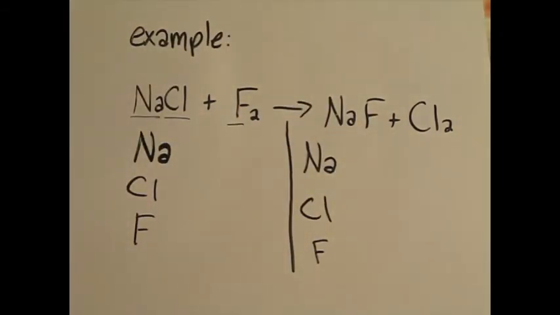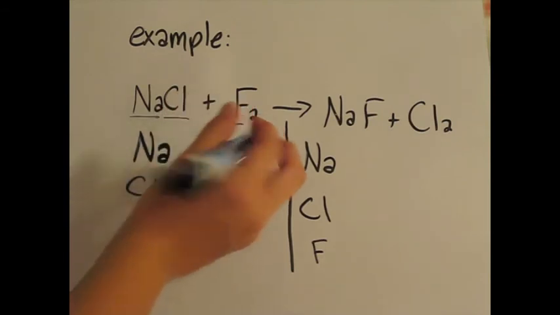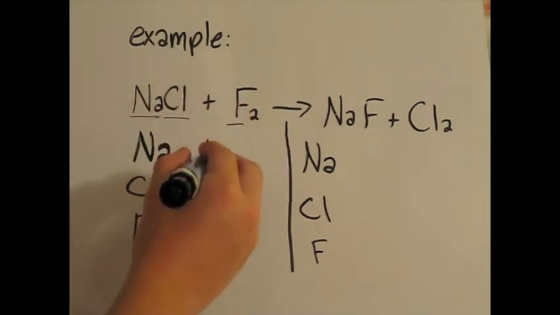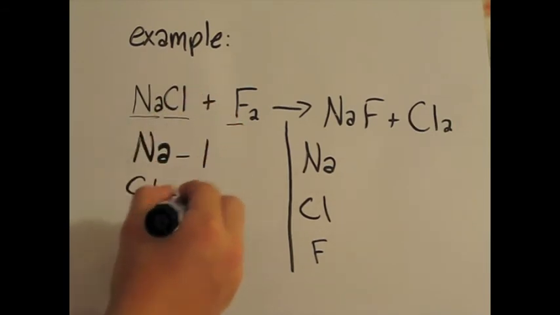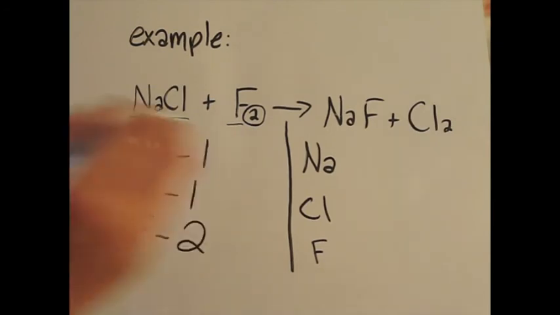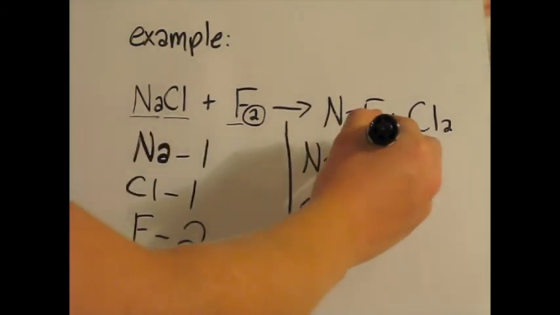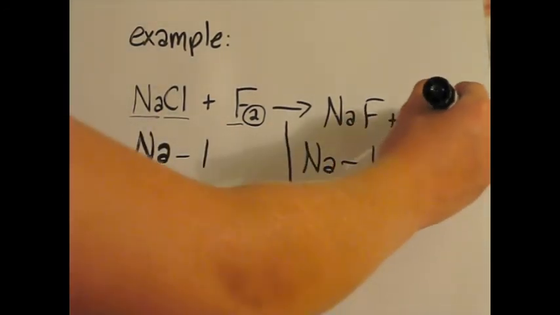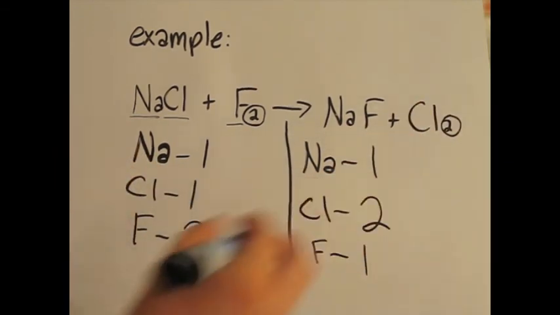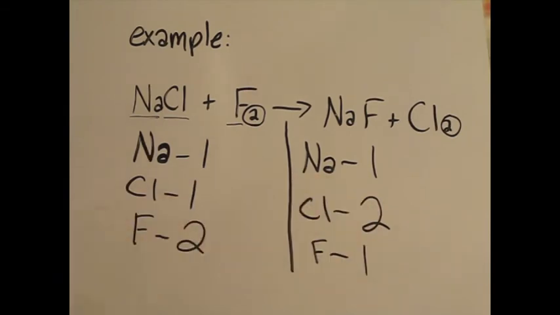Okay, now to balance this, you need to see how many of each element are on one side of the equation. So you put Na, you see 1. Cl, 1. F, there's 2. So you put a 2 here. On the other side, do the same thing. There's 1. You see that there's 2 and 1F. Notice how the numbers are not the same on both sides.